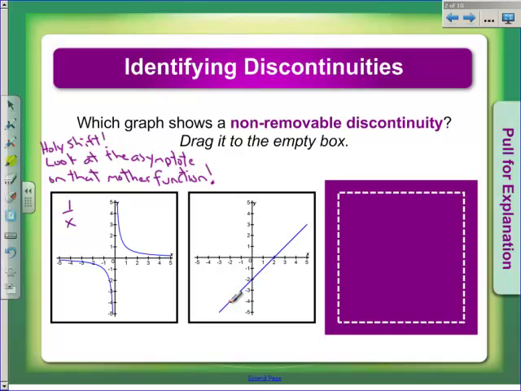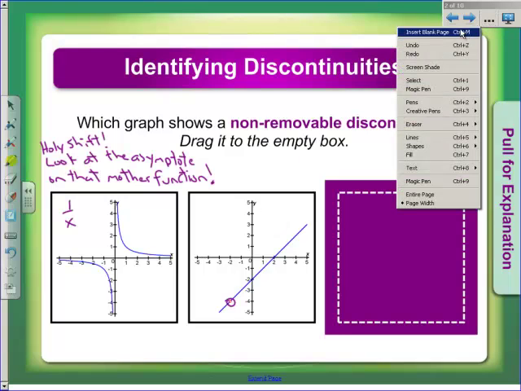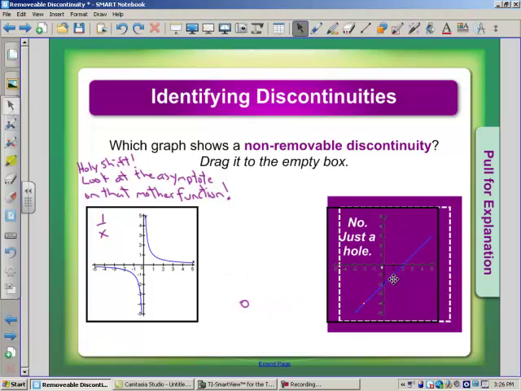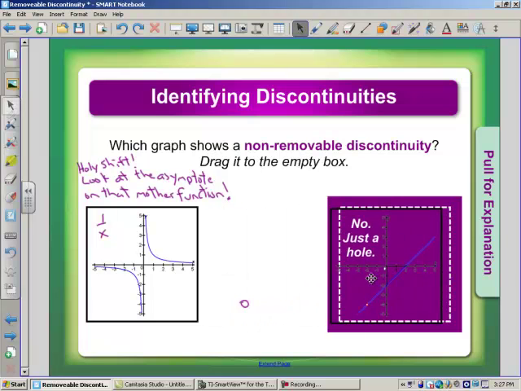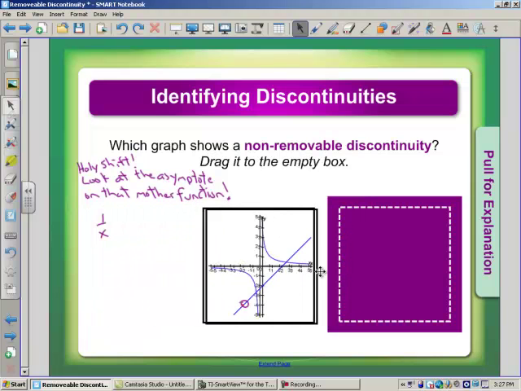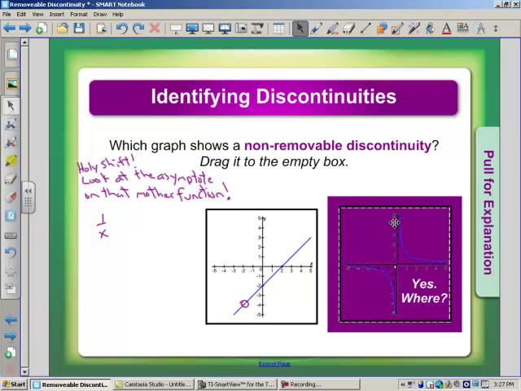This one on this side, this little hole, that's all that is. It's just a hole. That means that there was a common factor, so that's not a non-removable discontinuity. This one is non-removable, and it's non-removable when x equals 0 because we did not get a common factor on the top and bottom.